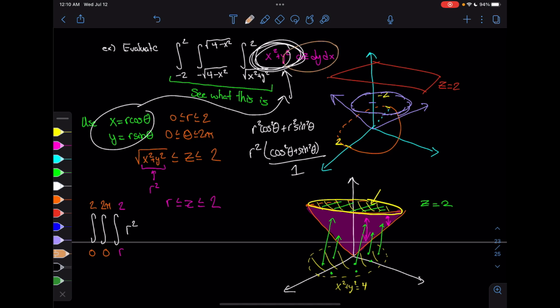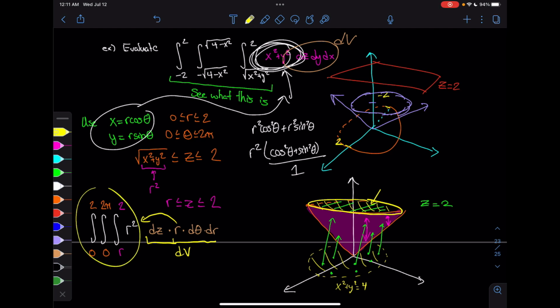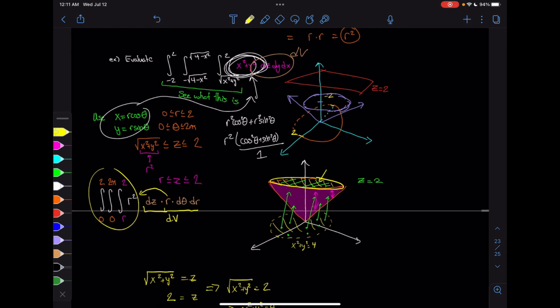Now what happens to our dV? Well, our z stays the same, so dz. But because we introduced r and theta, there's a times r, and then times d theta dr, and that makes up our new dV. The entire thing is our new dV. And of course, we would multiply the r's together to get r cubed, and then go about doing some integration.